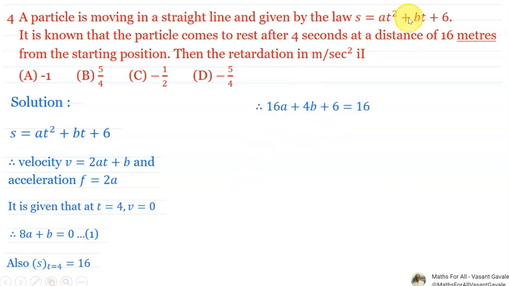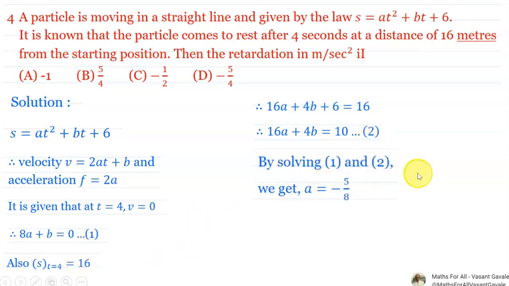म्हणून या इक्वेशन मध्ये काय करणार आपण, तर t is equals to 4 substitute करणार, that is 16a plus 4b plus 6 is equals to 16. Okay, आणि ते नंतर simplification करणार, 16a plus 4b is equals to 10. This is the equation number 2, equation number 1. And solving these two equations, then you will have the value a is equals to minus 5 by 8.